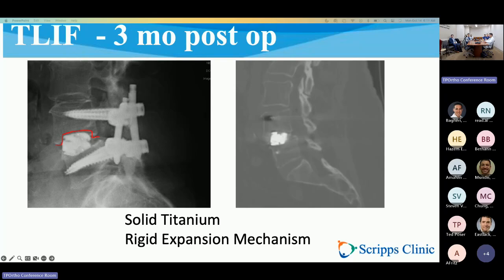But I think if you're using one of these solid titanium expandable cages with a rigid expansion mechanism, like any kind of crank or anything like that where there's no give, the data suggests that it's very likely that you're going to have subsidence. You're not going to be able to maintain that lordosis. So something to be thoughtful of.